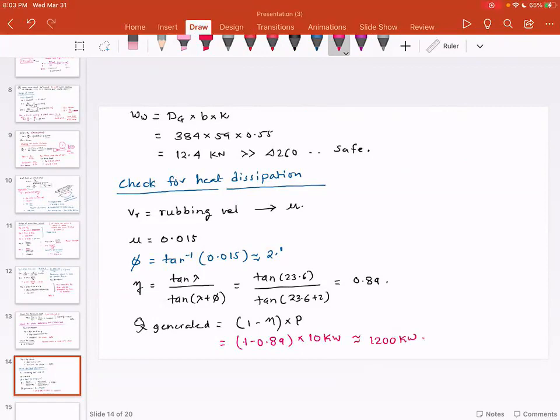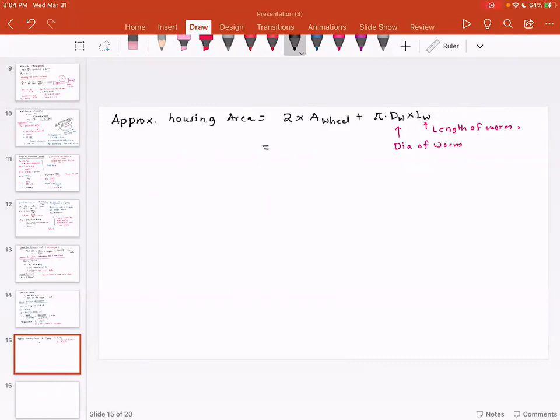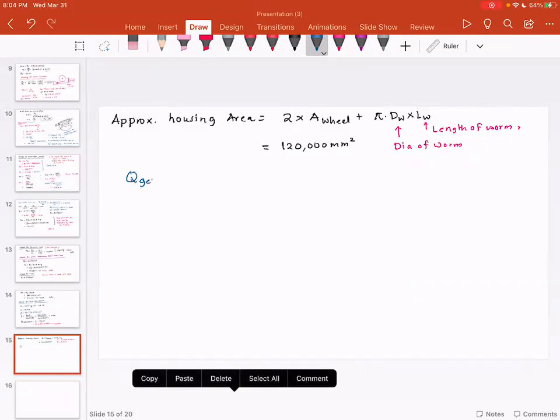Now we need to estimate the housing area. So the approximate housing area is equal to 2 times the area of the wheel plus pi times the diameter of the worm multiplied by LW, and this is the length of the worm. When you do that, you will approximately get the area 120,000 millimeter square. This is an approximate area. And you have to equate Q generated is equal to Q dissipated.